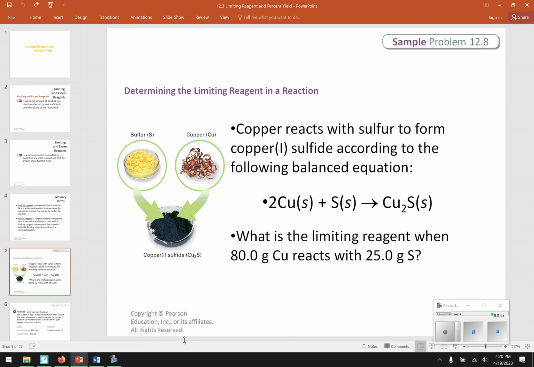According to the following balanced equation, which is 2 copper and a sulfur make copper 1 sulfide, what is the limiting reagent when 80 grams of copper reacts with 25 grams of sulfur? So up till this point, we would just say how much copper sulfide can you make with 80 grams of copper? And that would assume you had all the sulfur you need, like an infinite amount of sulfur, but in fact that doesn't actually exist.